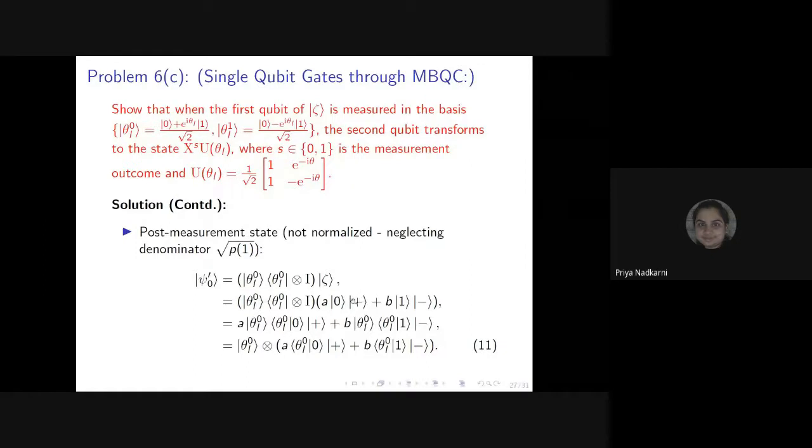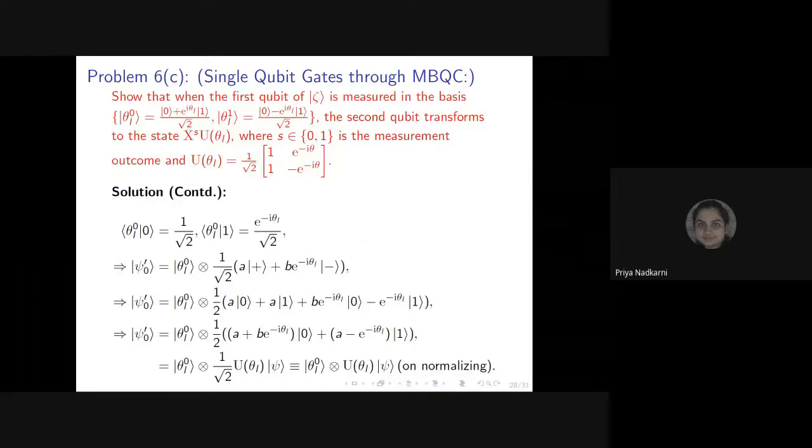When we apply this projection operator, it only acts on the first qubit. So we get a |theta_0> plus the inner product of theta_0 with 0, tensored with plus, plus b |theta_0>, the inner product of theta_0 with 1, tensored with the minus state. Here we can see that the theta_0 state is common to both terms, so we can just take it out and take the tensor product into a <theta_0|0> plus b <theta_0|1> minus.